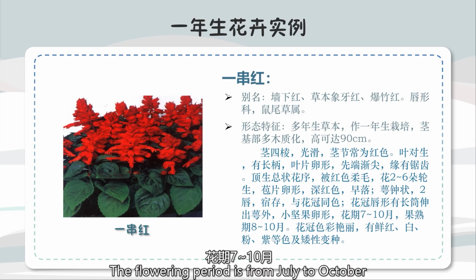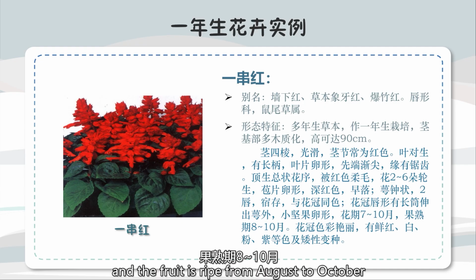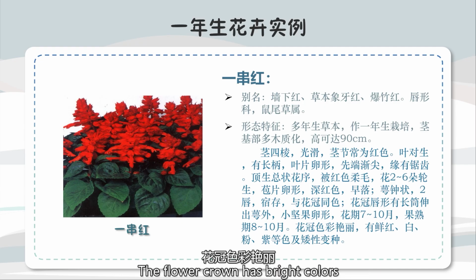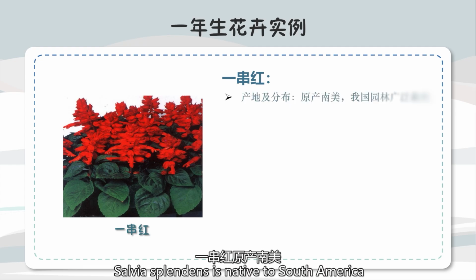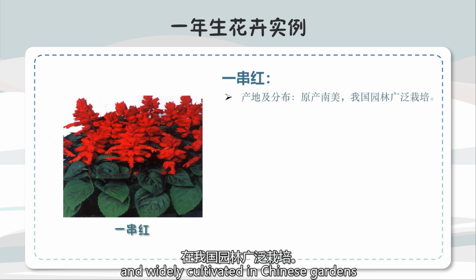The flowering period is from July to October, and the fruit is ripe from August to October. The flower crown has bright colors, including bright red, white, pink, purple, and dwarf varieties. Salvia splendens is native to South America and widely cultivated in Chinese gardens.